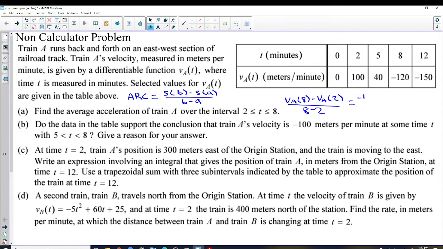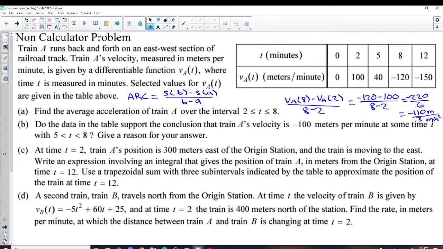Well, that's negative 120 minus 100 over 8 minus 2. So negative 220 over 6, that's negative 110 over 3. And I suppose we probably need a label for this: meters per minute squared, because that's acceleration.